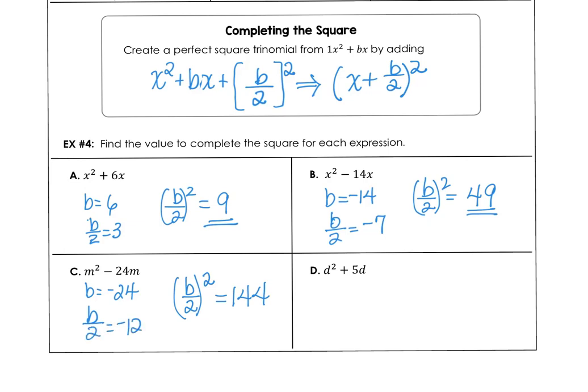And then lastly, this one's going to give us a fraction. The b value is 5. Half of 5 is 2.5. I prefer to keep the fraction there. It's much easier to square by saying 5 squared over 2 squared is 25 fourths. So we have c values that can be found for completing the square method of solving quadratics. We'll try those out in our next example.